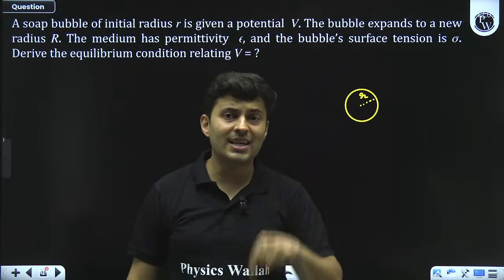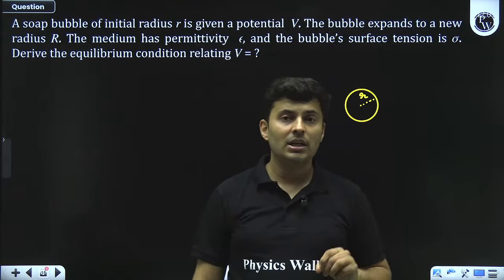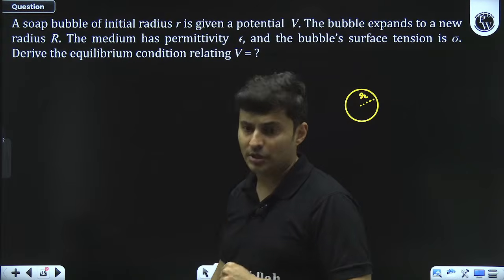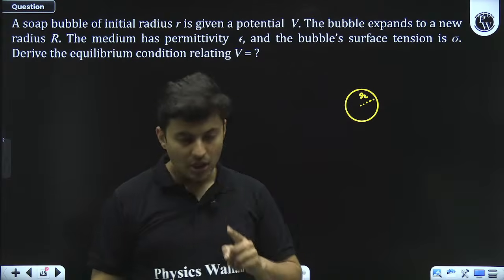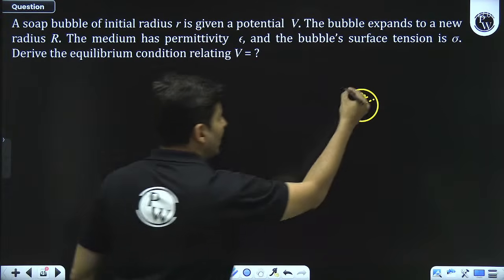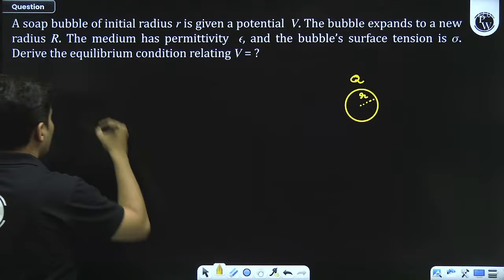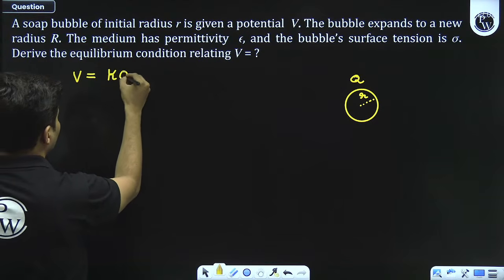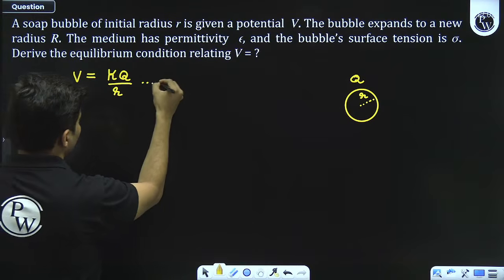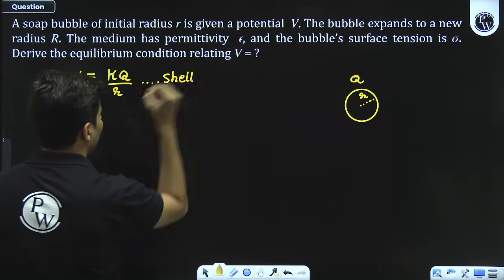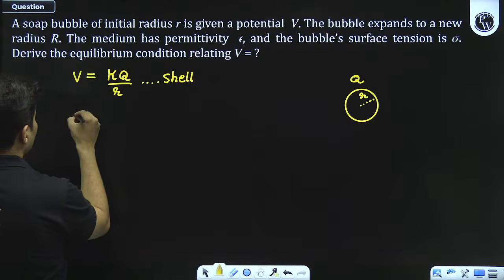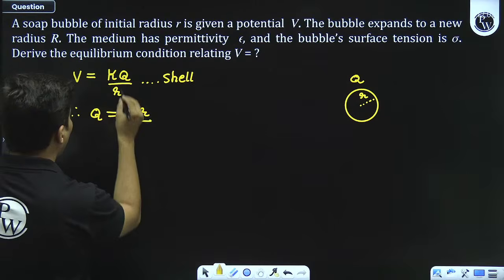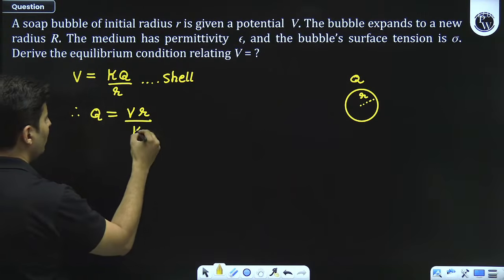Maybe I'll first calculate how much charge is there on that bubble, because I might need that charge for further calculations. Okay, so let's assume that the charge is basically Q. So the potential V is nothing but given by KQ divided by R. This is going to behave like a shell. That is the potential for it. Now, therefore, my charge Q will be V R divided by K, Coulomb's constant.